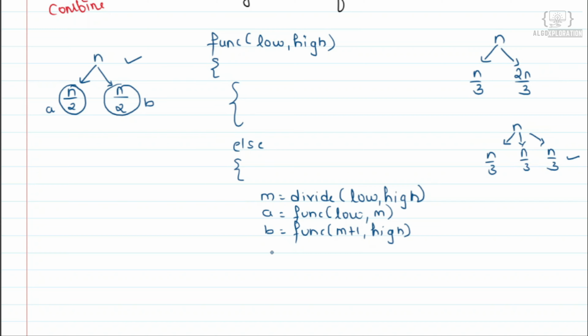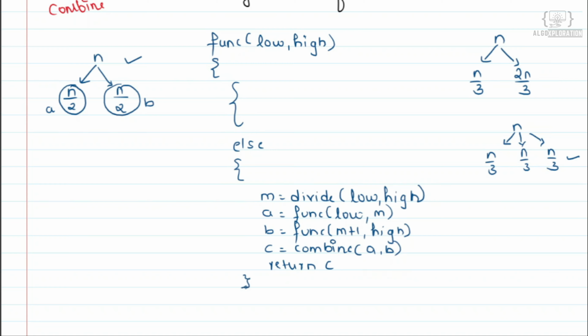Now after the conquer part, we have to combine it. Let's say C equals combine(A, B), and after that we have to return the result, that is C, to the parent. Return C.